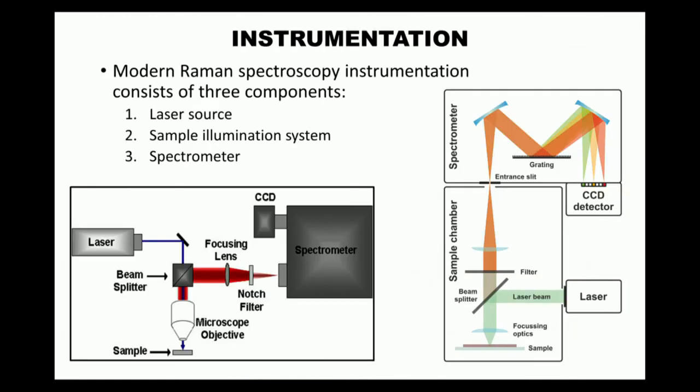You excite your sample with a laser beam, and you collect the light back, all the vibrational modes you generate. And again, you need to disperse them because your detector doesn't know what wavelength it is measuring.